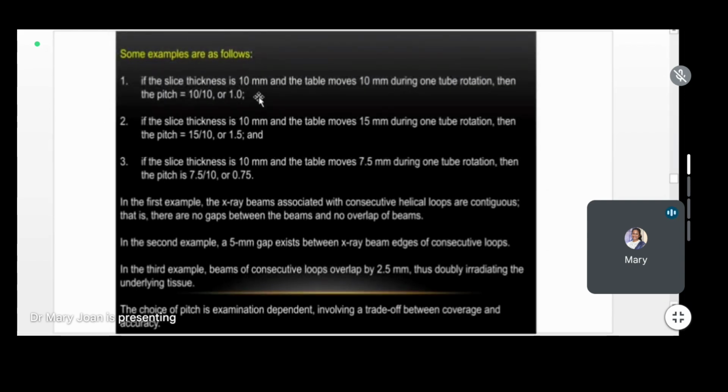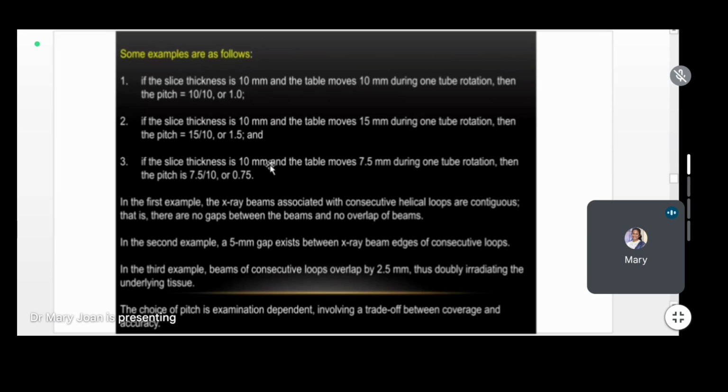Some more examples. If the slice thickness is 10 mm and the table moves 10 mm during one tube rotation, then the pitch is 10 by 10, or 1. If the slice thickness is 10 mm and the table moves 15 mm during one tube rotation, then the pitch is 15 by 10, which is 1.5. And if the slice thickness is 10 mm and the table moves 7.5 mm during one tube rotation, then the pitch is 7.5 divided by 10, or 0.75. So you have understood the calculation.